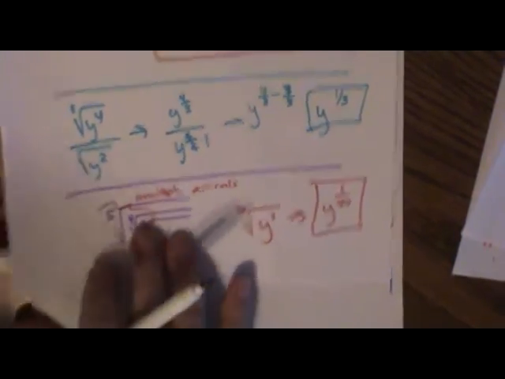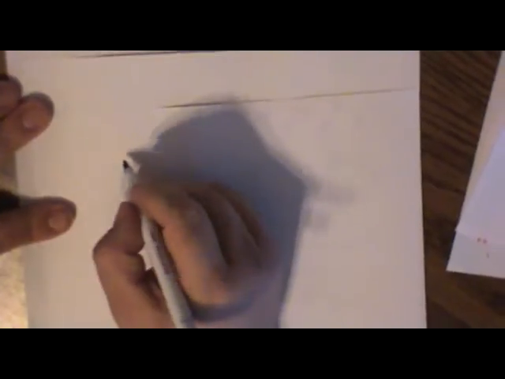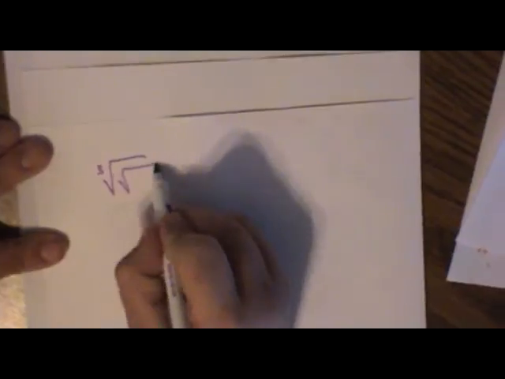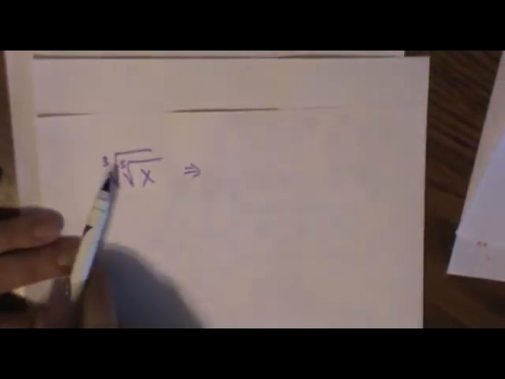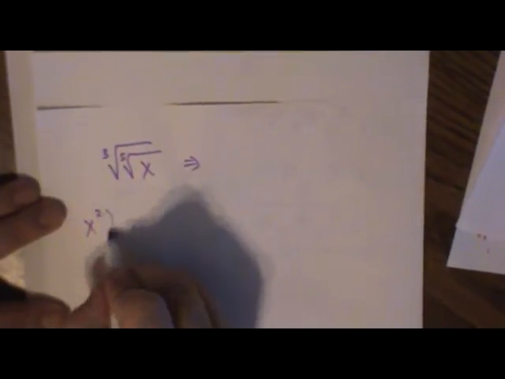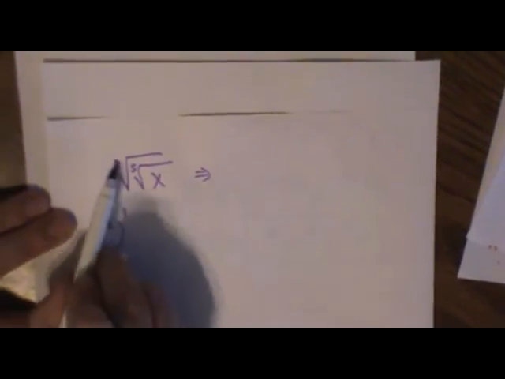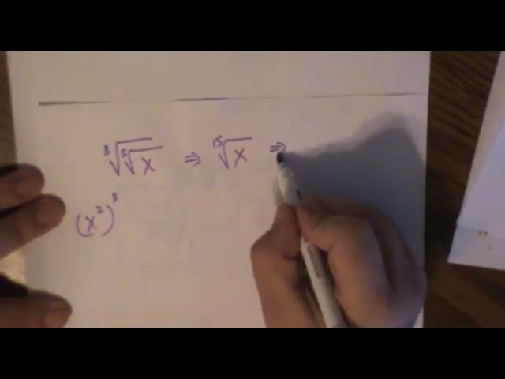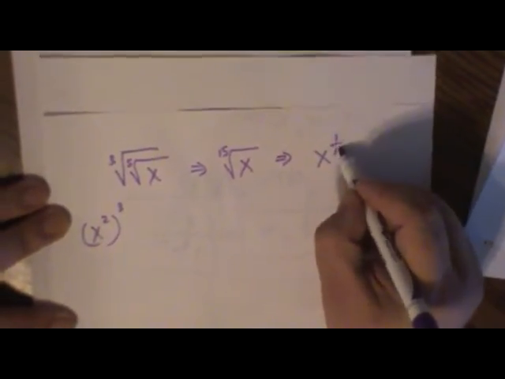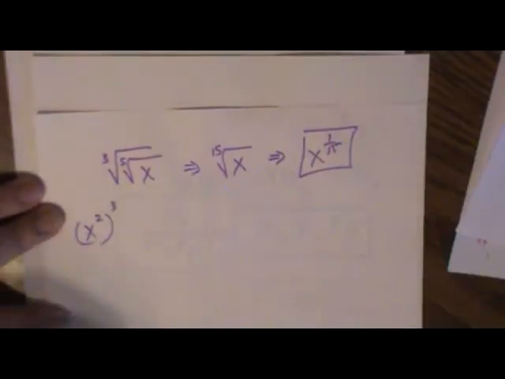Let's do a couple more. Here we have 3 inside 5x, and we want to simplify that. Just like we had a power raised to another power, those multiply, these multiply. So we have 15 with x inside, and if you rewrite that as a rational expression, you get 1 over 15. And that's your answer.